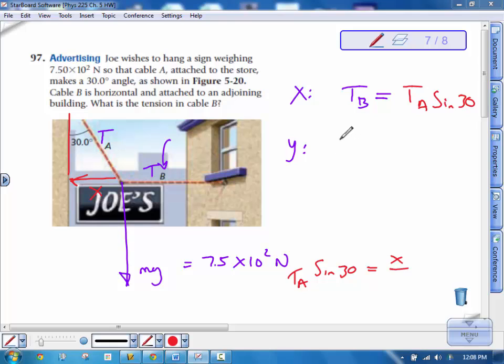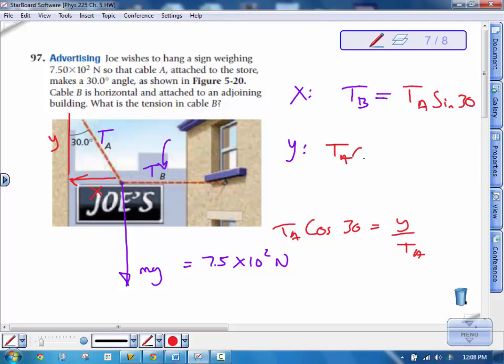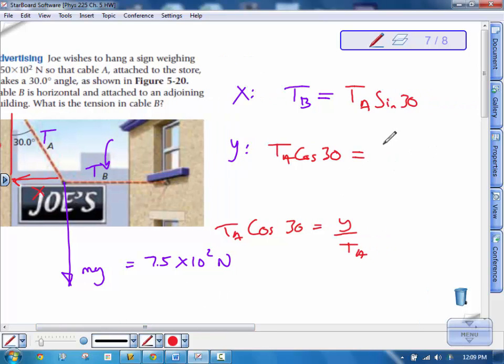So in the y direction, I have the tension in cable A pulling up. I'll call that y for now. So that would be cosine of 30 degrees equals adjacent over hypotenuse. Multiply both sides by T of A. So this force right here that's pulling up would be T sub A cosine of 30. And it's got to be equal to the force that's pulling down, which is mg, which is 7.5 times 10 to the 2 newtons.